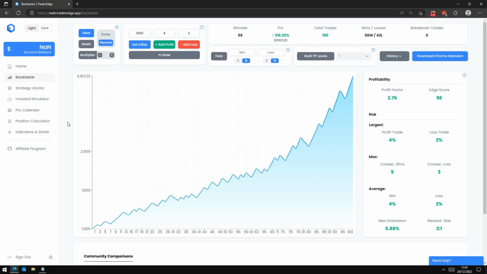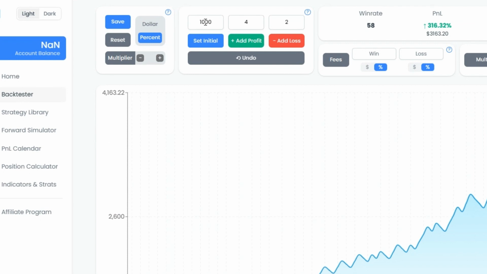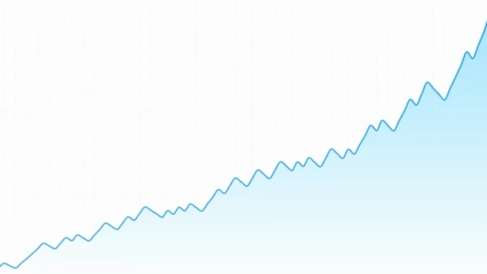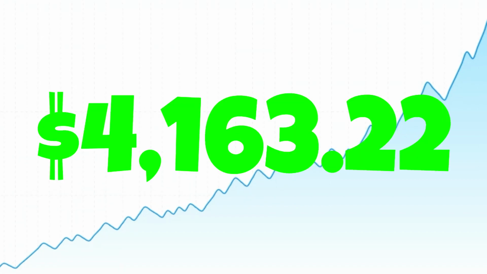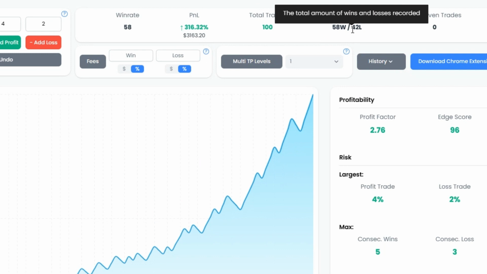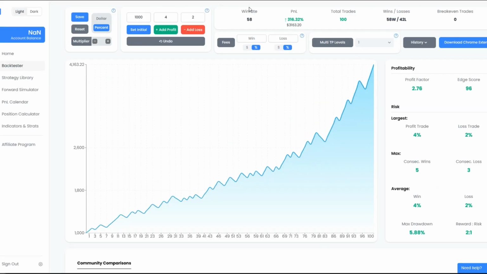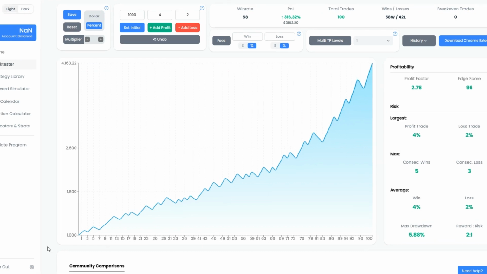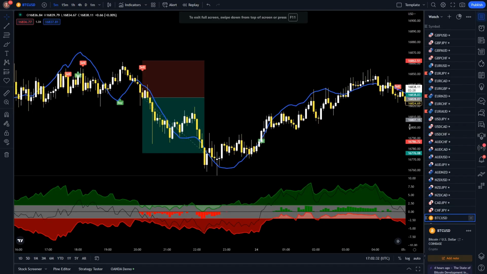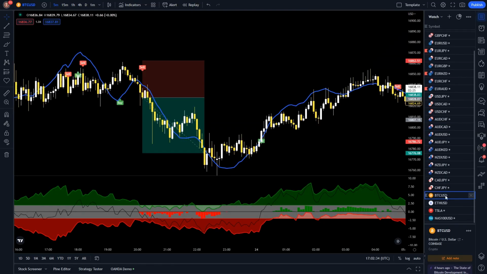So I've now backtested this strategy 100 times using TraderEdge. You can see I had an initial account balance of $1,000 and I took $1,000 in 100 trades all the way to $4,163. We had 58 winning trades and 42 losing trades and a win rate of 58% overall with a profit factor of 2.76. I think this is a very good strategy and I definitely would check this out on some different pairs and different time frames. There's definitely plenty of other pairs that you can check it out on, maybe on NAS or Ethereum or some other cryptos, or even check it out on some of the Forex crosses.